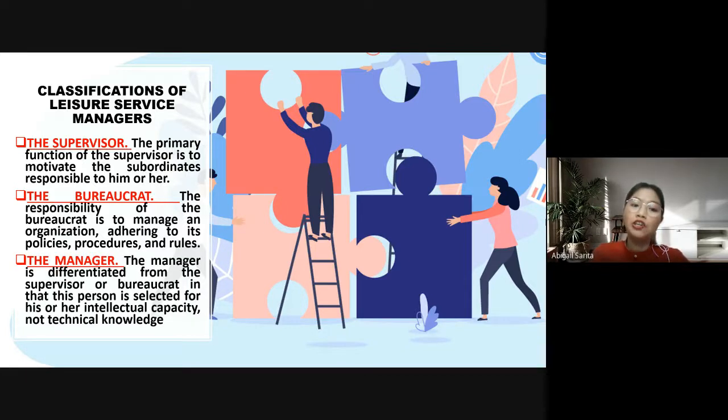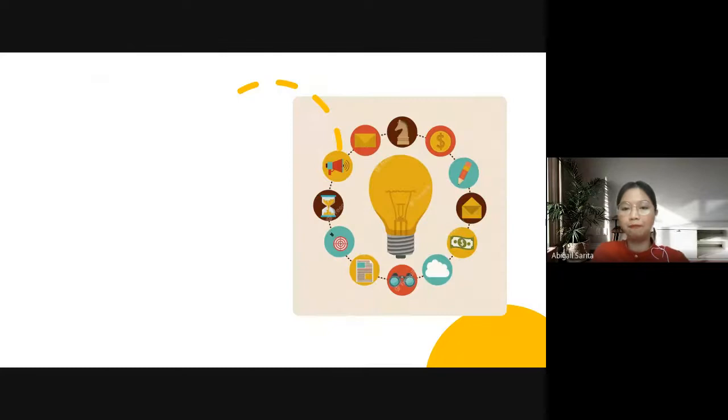Next is the manager. So now, when you are the manager class, under mo yung supervisor and the bureaucrat. Ikaw yung selected person na may intellectual capacity to handle everything. Nasa yo lahat ng skills. Pag supervisor kasi class, kung meron tayong 6 characteristics, 3 lang yung nasa kanya or 2 lang. Yung bureaucrat naman, either sa policies lang kasi siya naka-focus. Ang manager sa lahat yan naka-focus. Trainings, policies and procedures, decision making, sa kanya lahat nagmumula yung decision making process. So these are the classifications of leisure service managers.